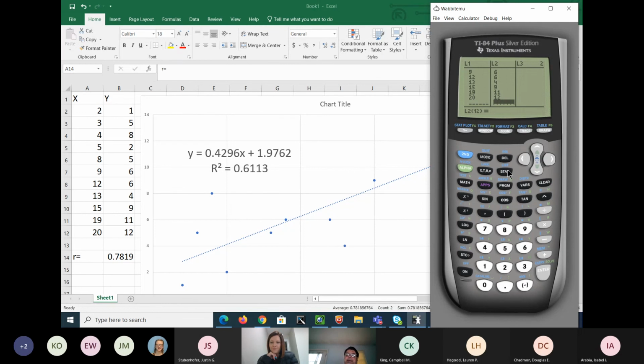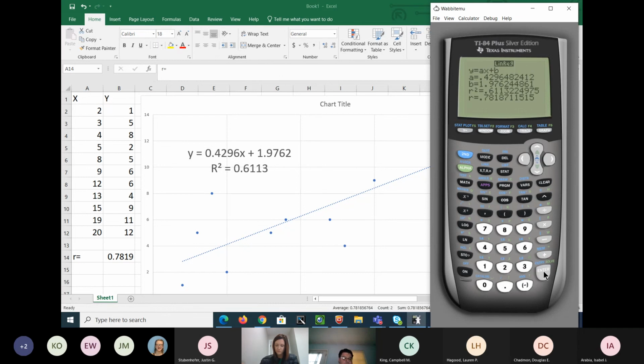Now hit stat, calculate, linear regression. It will automatically read L1 and L2. All you have to hit is calculate and write down that information.